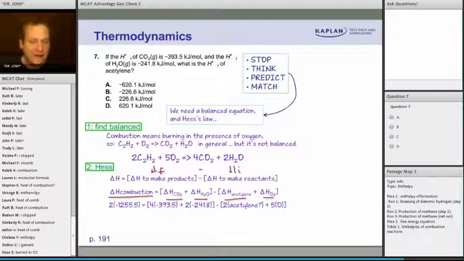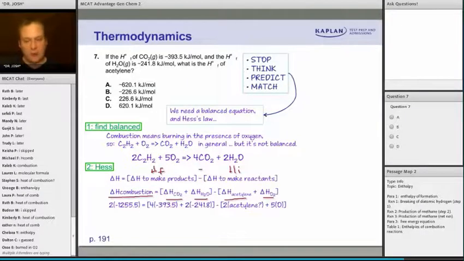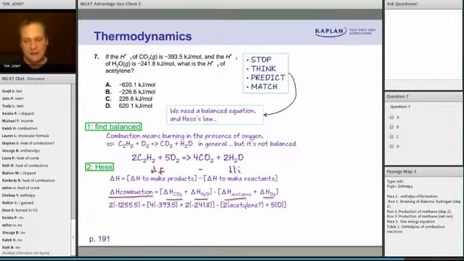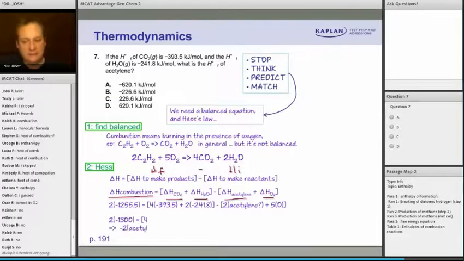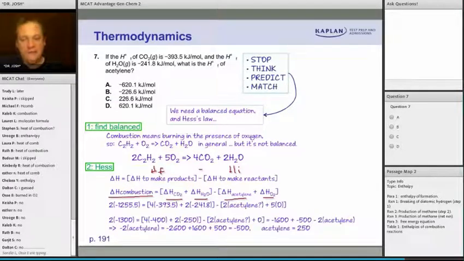Does this question look like it's getting any faster as we put more and more into it? Not really. If we finally do the math, well, we can estimate a little bit easier. Negative 1255.5, that's going to be closer to negative 1300. Negative 393.5, let's call it negative 200. Negative 241.5, let's call it negative 250.